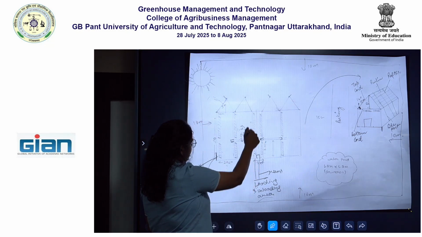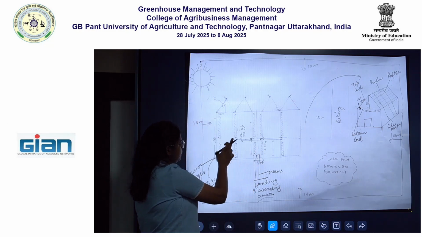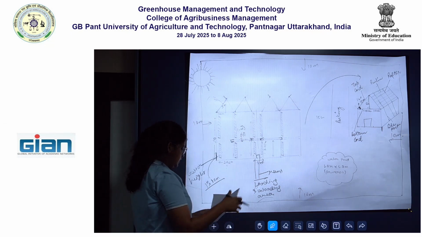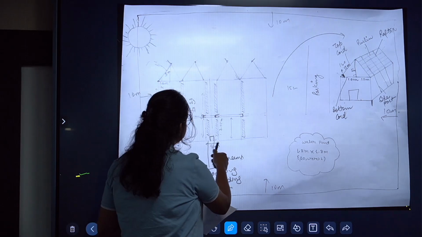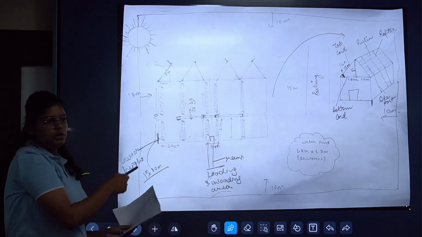This one is the head house. And the total area of the head house is 160 meter square. So we have taken the dimensions 8 meter by 20 meter.